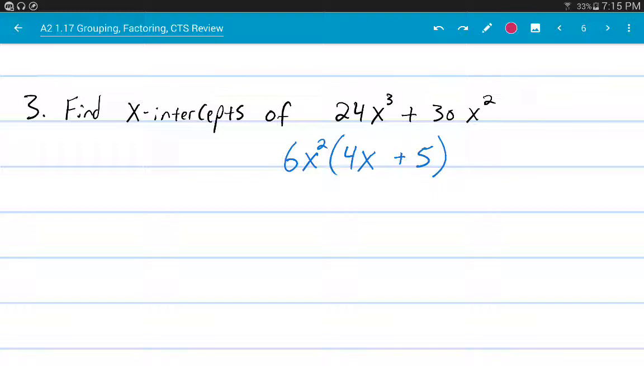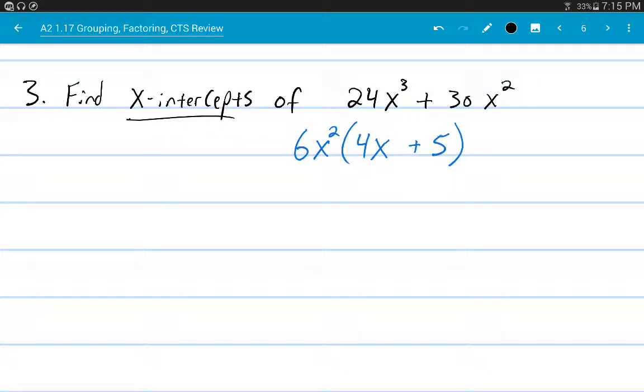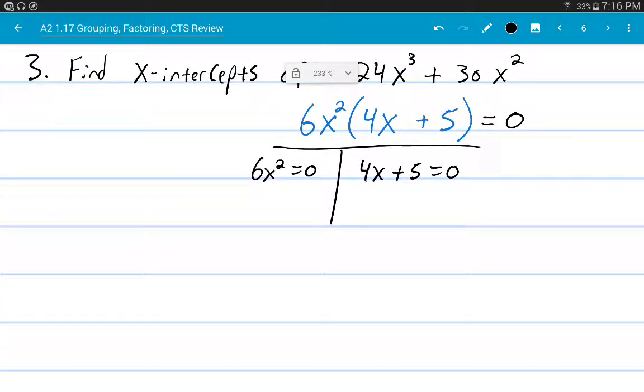So now the thing is that they want us to find the x-intercepts. Now this is factored completely right now. If it said factored, we would be done. But since they want the x-intercepts, we're going to set it equal to 0. We're going to t-chart it, and we're going to solve both sides. So 4x plus 5 equals 0, and 6x squared equals 0. So in order to solve this, I'm just going to try to get each x by itself.